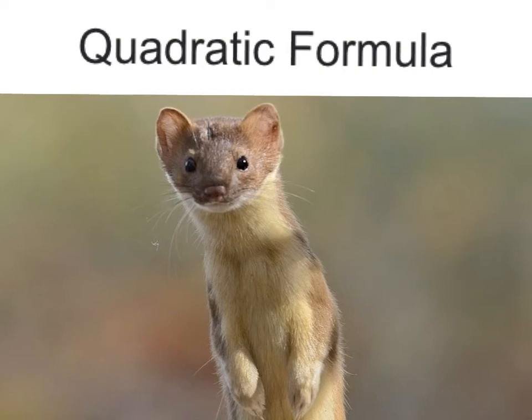The quadratic formula is negative b plus or minus the square root of b squared minus 4ac, all over 2a.